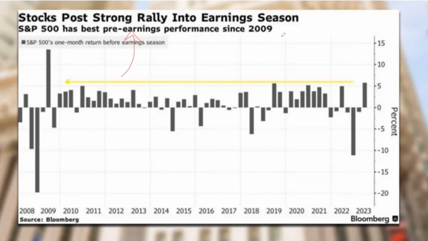Now we have officially started kicking off earnings season. We had the banks, we just had Netflix, and we're about to get a lot more later this week. We have Tesla coming out as well.